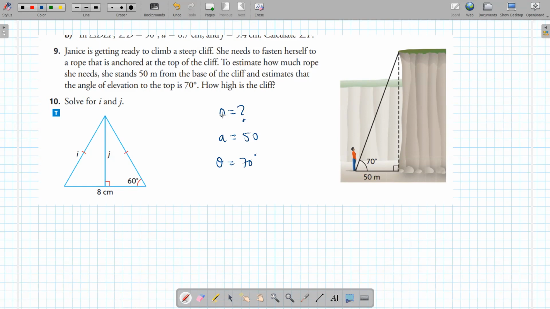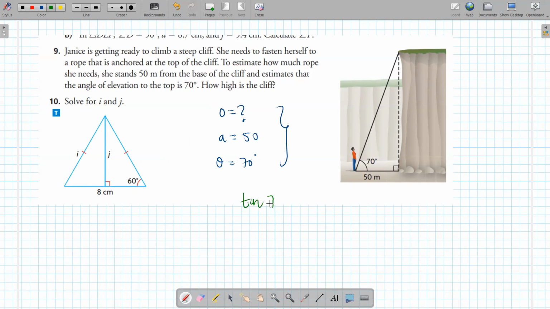Now the question is, how do you get O from this information? I need 2 of these, and then you have the third. You need at least 2. So we have the angle and the adjacent. We can definitely get the opposite. Is it sine, cosine, or tan? Which one uses O and A? Tan. Tan, and you're done.